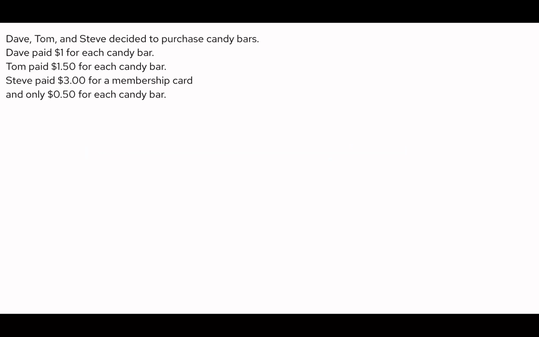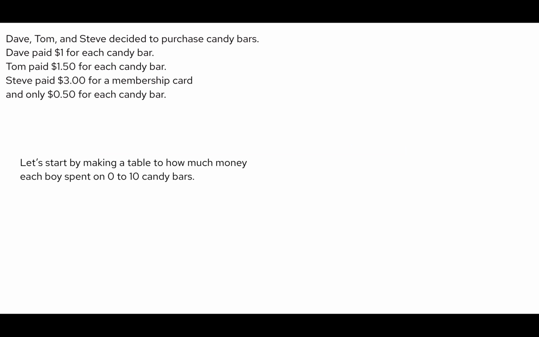So Dave, Tom, and Steve decided to purchase candy bars. Dave paid $1 for each candy bar. Tom paid $1.50 for each candy bar. And Steve paid $3 for a membership card, but he only had to pay 50 cents for each candy bar.